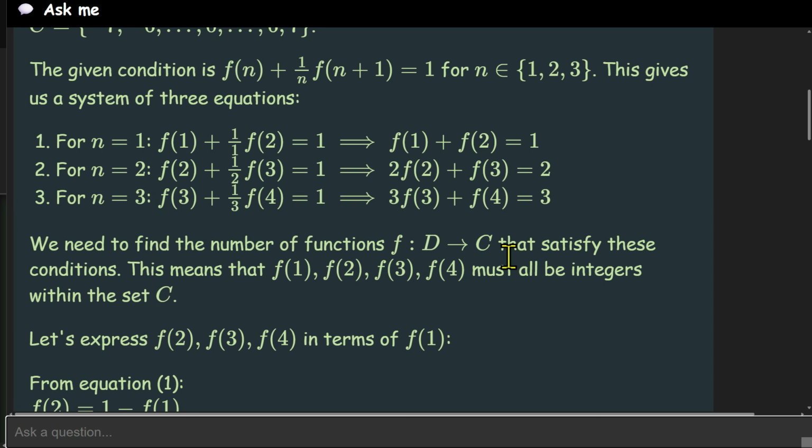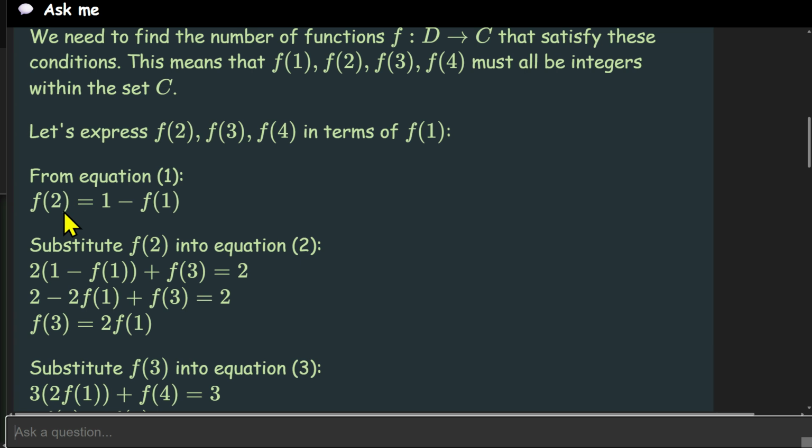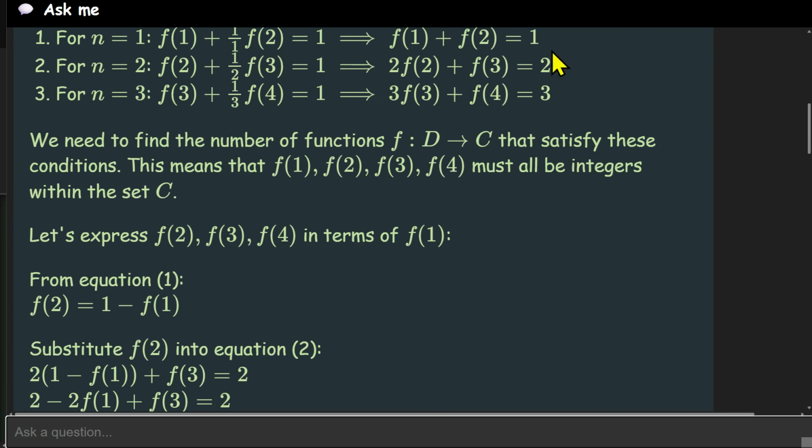We need to find the number of functions f from D to C that satisfy this condition. So this means that f(1), f(2), f(3), f(4) must all be integers within the set C. Right. So let's express f(2), f(3), f(4) in terms of f(1). From equation 1, f(1) + f(2) = 1, so f(2) = 1 - f(1).